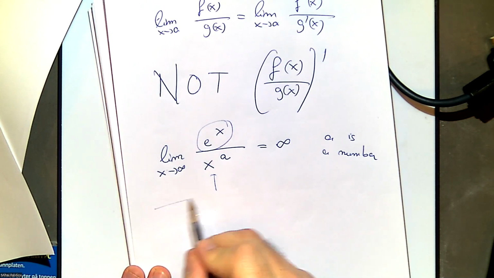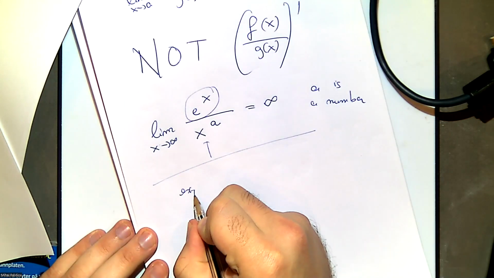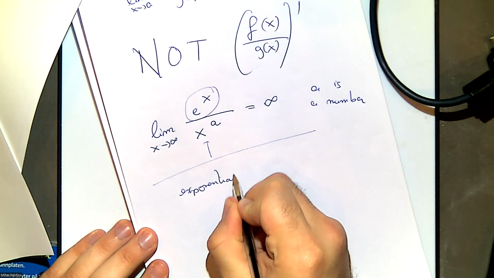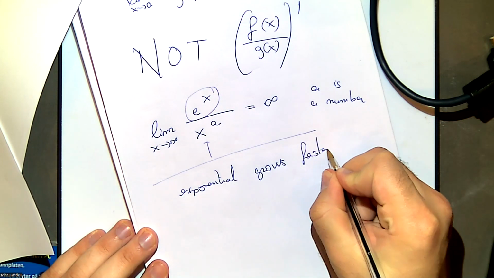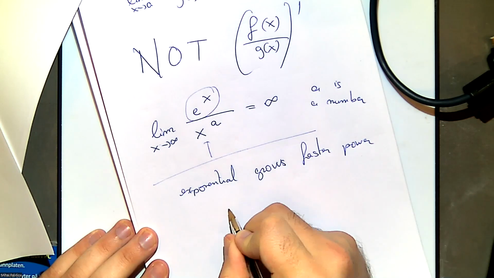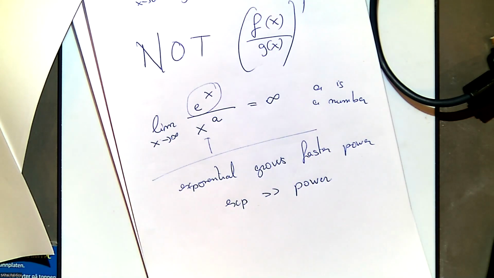And this you can use in an exam everywhere without proof, basically just saying exponential grows faster than power, or I've just seen exponential greater than power. I don't know, any notation, anything works. I know what you're talking about, okay? Especially if the limit looks like that.